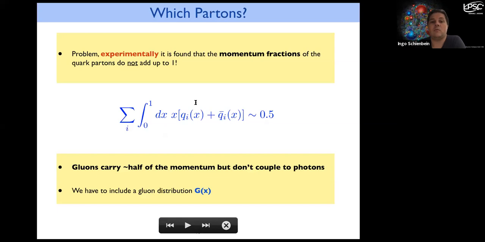So then there's a problem. Experimentally, it was found that the momentum fractions of the quarks do not add up to 1, but rather to 1/2 of the momentum of the proton. More precisely, I think it adds up to 58% or so, but roughly 1/2. And that means that the gluon has to carry roughly the other half of the momentum, and it doesn't couple to the photons we had in the exchange. So we really have to include a gluon distribution as a parton in this model.